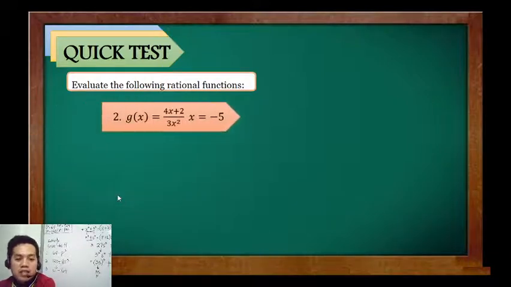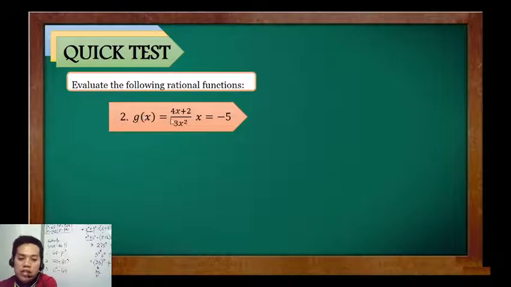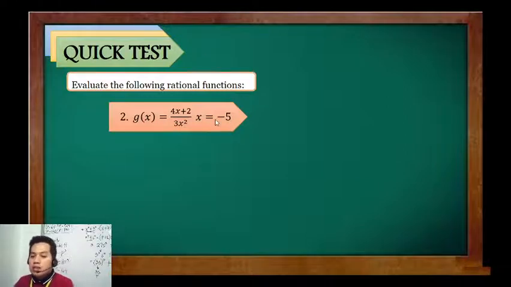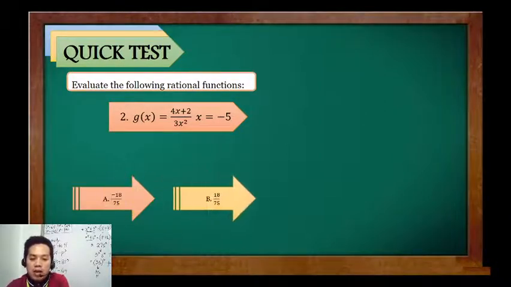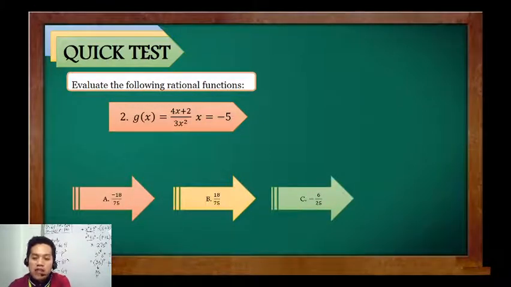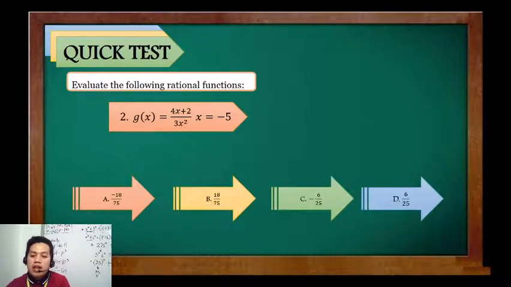Okay. Next is number 2. G of x is equal to 4x plus 2 over 3x squared, and our x is equal to negative 5. So ato lang gibuhat, just substitute the value of x to the given function. Then simplify. Okay? So letter A, we have negative 18 over 75. Letter B, we have 18 over 75. Letter C, negative 6 over 25. And letter D, we have 6 over 25. Letter A, B, C, or D. Okay? Good for 1 minute.